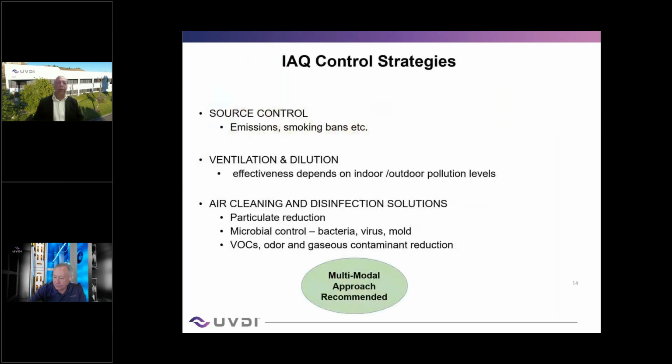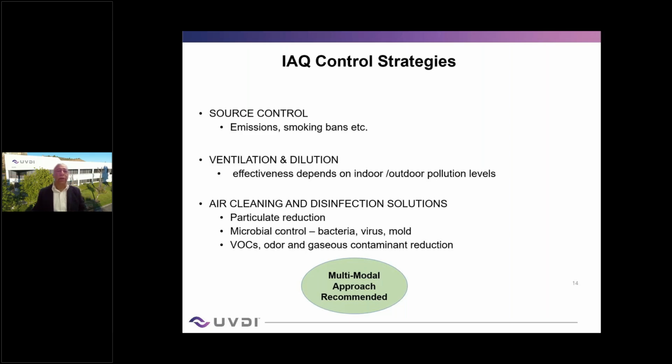Right, thanks everyone. So let's get into some of these control strategies which we use here. As we all know, source control is of course the first line of defense. If you can't control your source, that's what you should be doing. And then of course in your buildings, ventilation and dilution is okay. Either you bring in more fresh, clean outside air, or you can exhaust it as well. So ventilation, dilution of the contaminant load is of course your second line of defense.